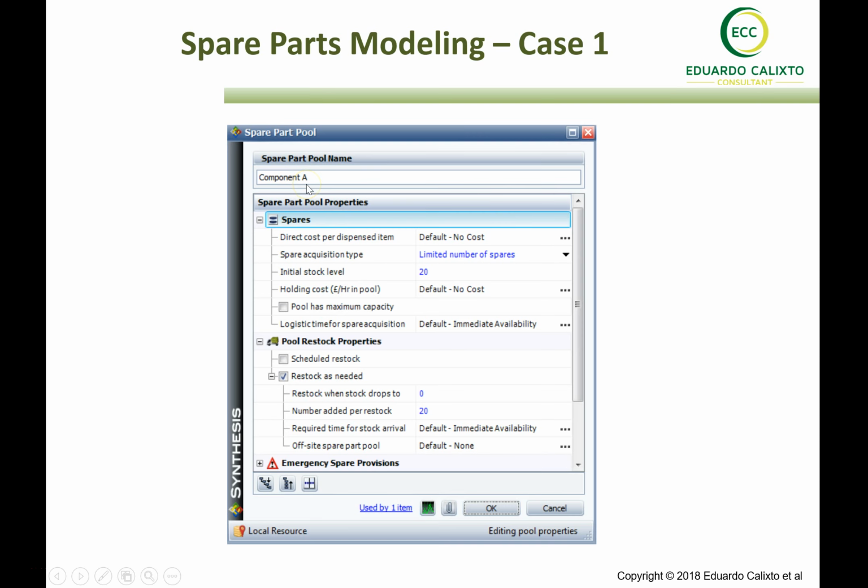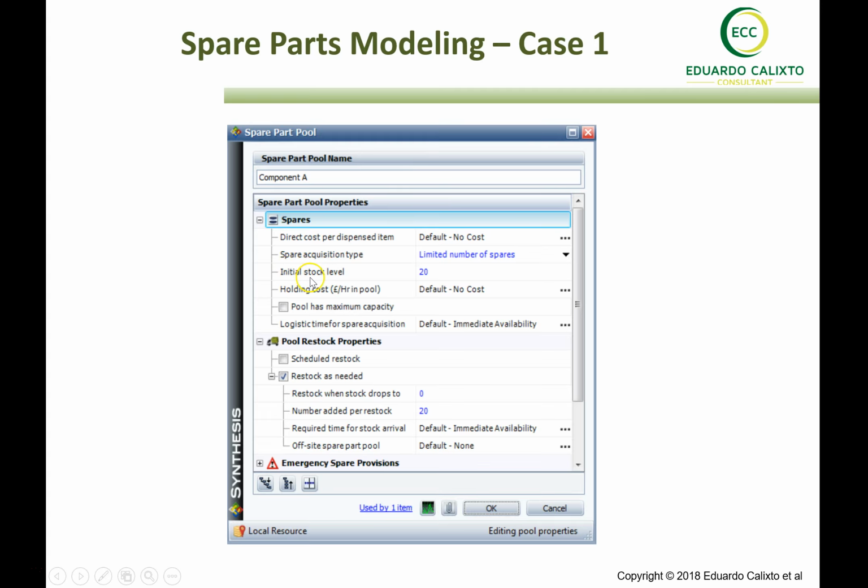So we have component A here. We can input direct cost per dispensed item, and that means the cost related to the vendors or the logistics, the transportation costs. We can input it in here. We do not put it, to keep it simple. We have a spare acquisition type. We can limit the number of spare parts, or we can have an unlimited number of spare parts. So we have a limited number of spare parts.